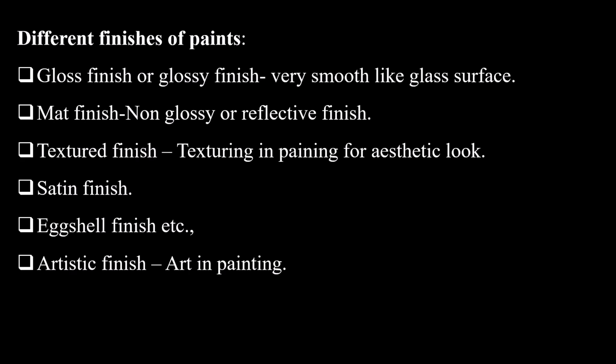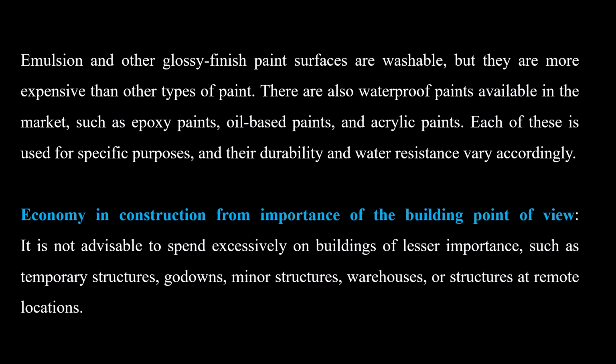Different finishes of paints. Gloss finish or glossy finish, that is very smooth like a glass surface. Matte finish, that is non-glossy or non-reflective finish. Textured finish, texturing in painting for aesthetic look. Satin finish, eggshell finish, artistic finish, that is art in painting. These are the types of finishes of paints.